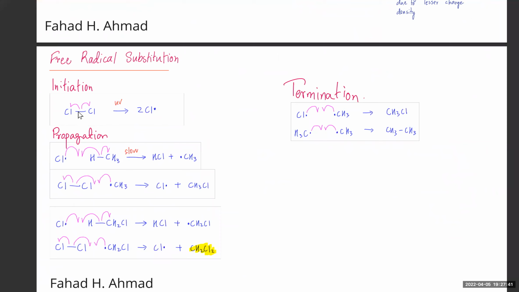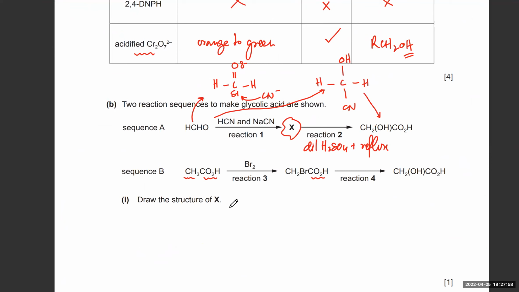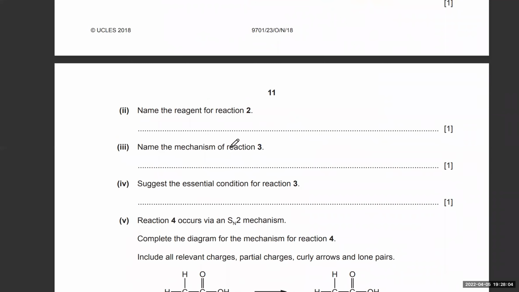Radicals get produced, and then those radicals steal away hydrogen atoms from the carbon chain. That makes it a radical, and that radical then grabs Cl from somewhere. And as a result, the H gets substituted by Cl. So that's this. Draw the structure of X. He's asking you to name the mechanism, that's free radical substitution, and the essential conditions would be UV light.